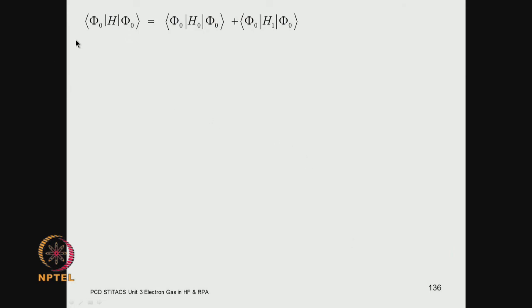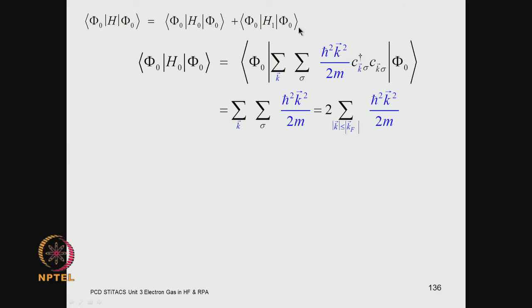Now, this is the expectation value of the Hamiltonian in the unperturbed ground state, and this is the part coming from the unperturbed Hamiltonian. The first order perturbation theory correction is nothing but the matrix element of the perturbation Hamiltonian H1 in the unperturbed ground state, which is phi 0. This is just the plain result of first order perturbation theory.